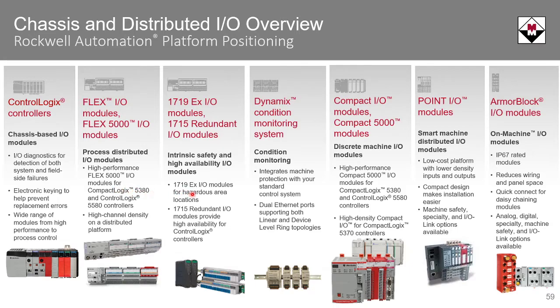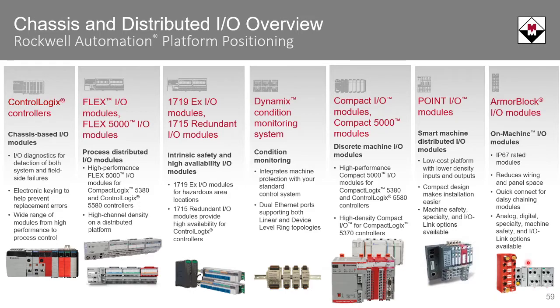We have our 1719 I/O for hazardous area locations. We have our 1715 redundant I/O. We have our dynamics condition monitoring modules, 1444. We have our Compact 1769 I/O and our next generation Compact 5000 or 5069 family. We have our Point I/O 1734, and we have our on-machine ArmorBlock modules. Part numbers start with the 1732.